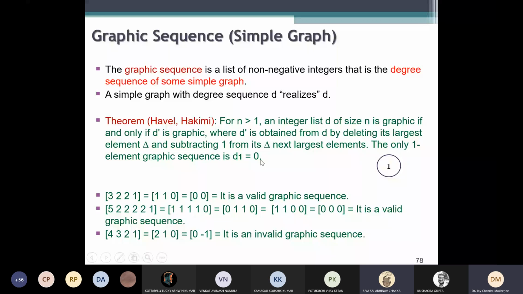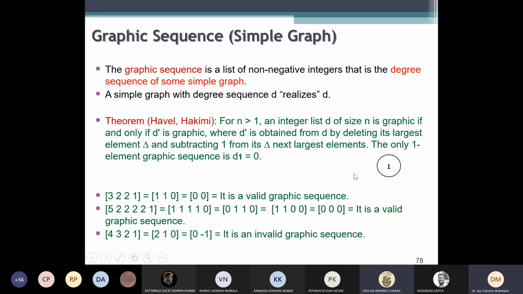Okay. So first we try to understand what the Havel-Hakimi theorem statement means. First we consider the last statement. The only one element graphic sequence is d1 equal to 0. So ये कब होगा? Suppose the graph has a single vertex. So it is a simple graph. It doesn't have an edge, because if it has an edge, it must be a self loop, and if it is a self loop, it cannot be a simple graph. So if a simple graph has a single vertex, it cannot have any edge.